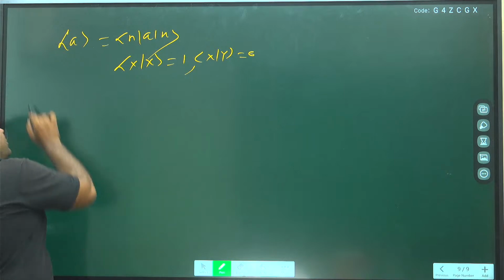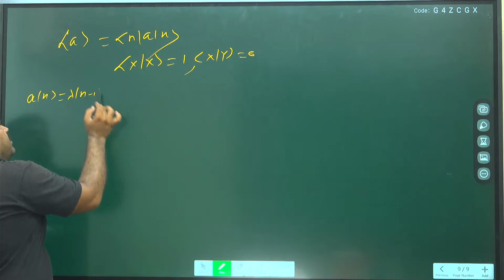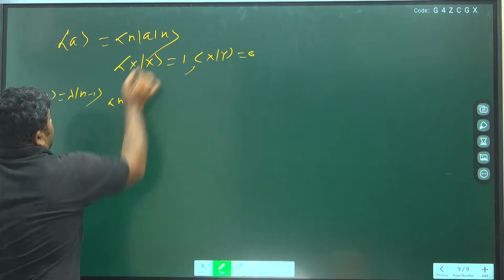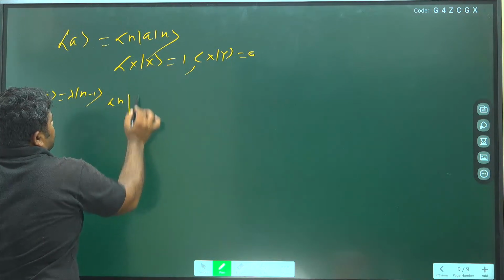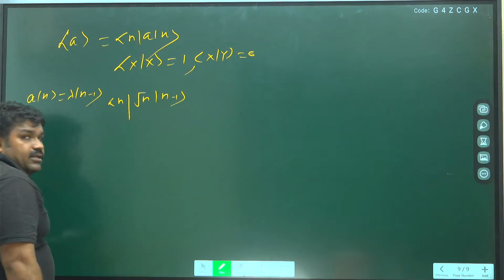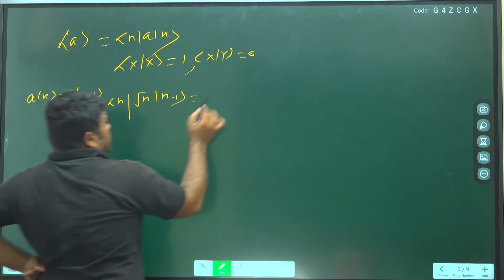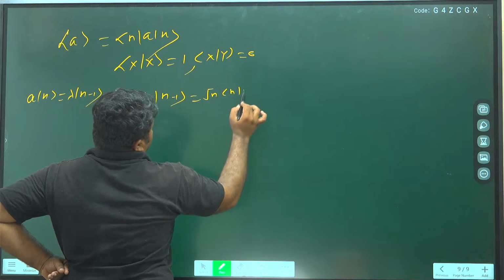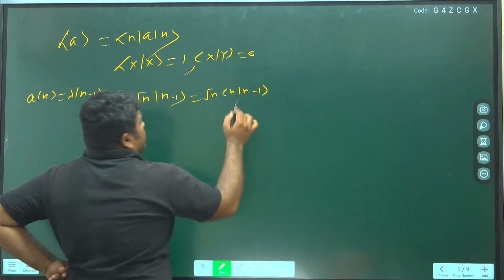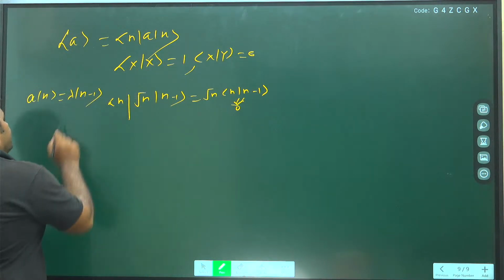We already saw that when a operates on any state, we get some eigenvalue lambda and the state decreases by 1. Then what is the value of lambda? When a operates on this one, we get eigenvalue root n and the state decreases to n minus 1. Root n is a constant, take it outside, then this becomes root n <n|n minus 1>. Now the state on the left is n and on the right is different, so the state is different, how much? 0. Clear? Means expectation of a is 0.